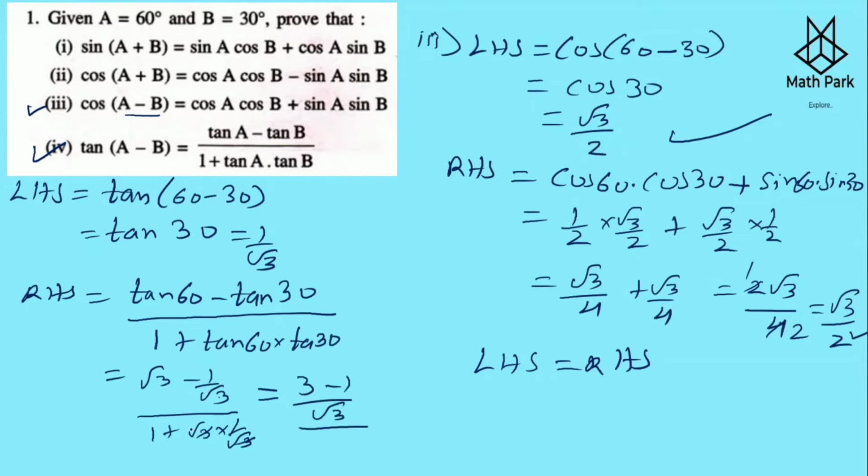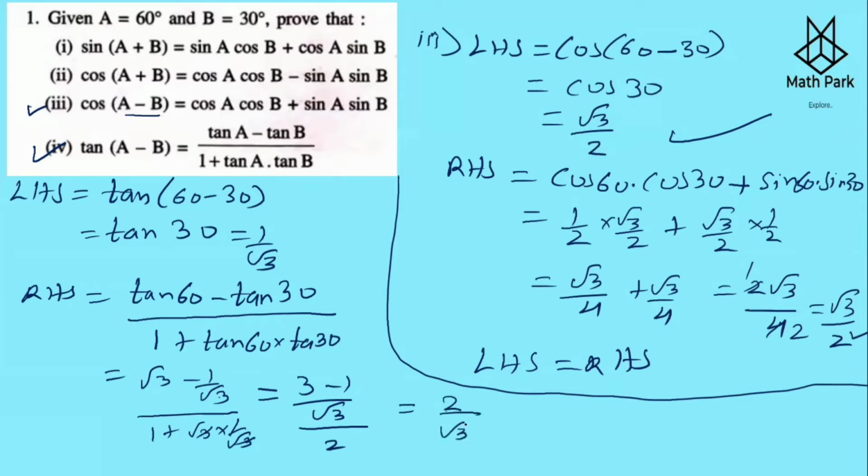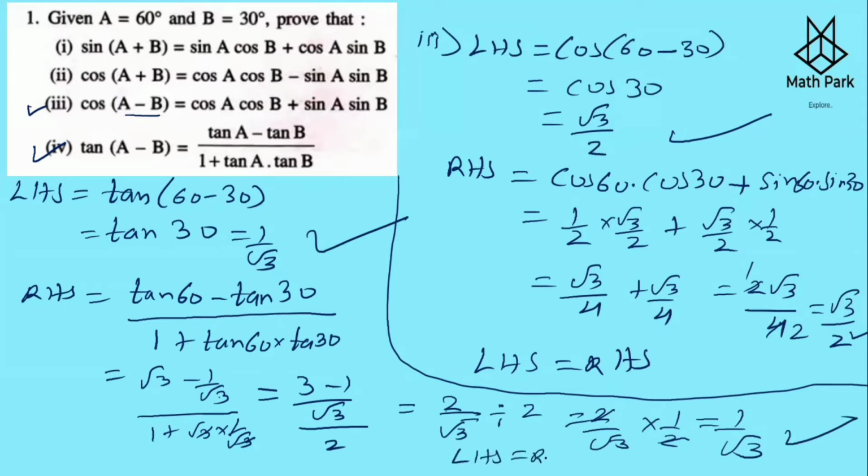And in the denominator we have 1 plus 1, that is 2. So root 3, 3 minus 1 is 2. 2 upon root 3 divided by 2. So this becomes 2 upon root 3 into 1 by 2. This 2 and 2 got cancelled. We got 1 upon root 3. And this is how you get LHS is equal to RHS. So thus we get LHS is equal to RHS, and thus we are done with question number 1.